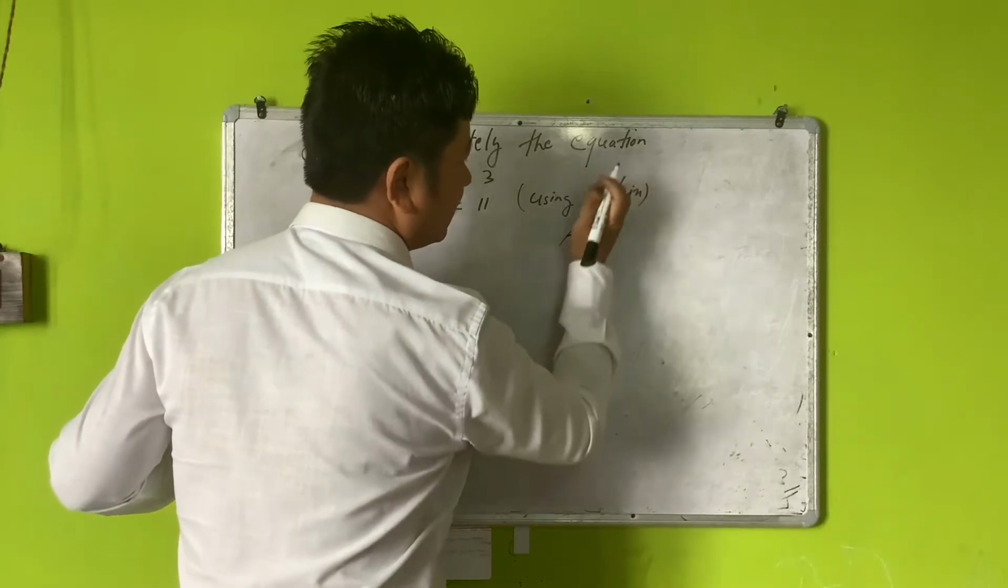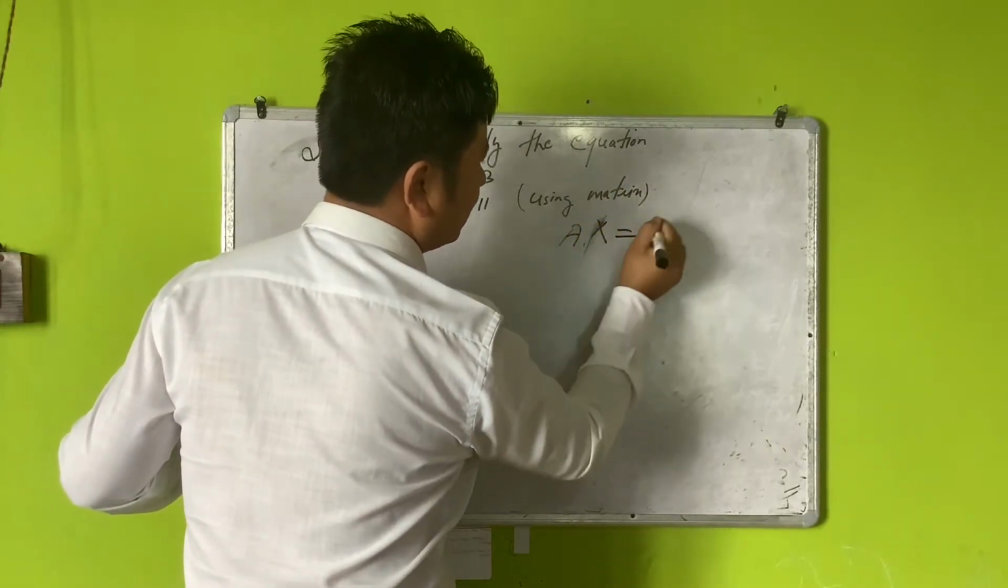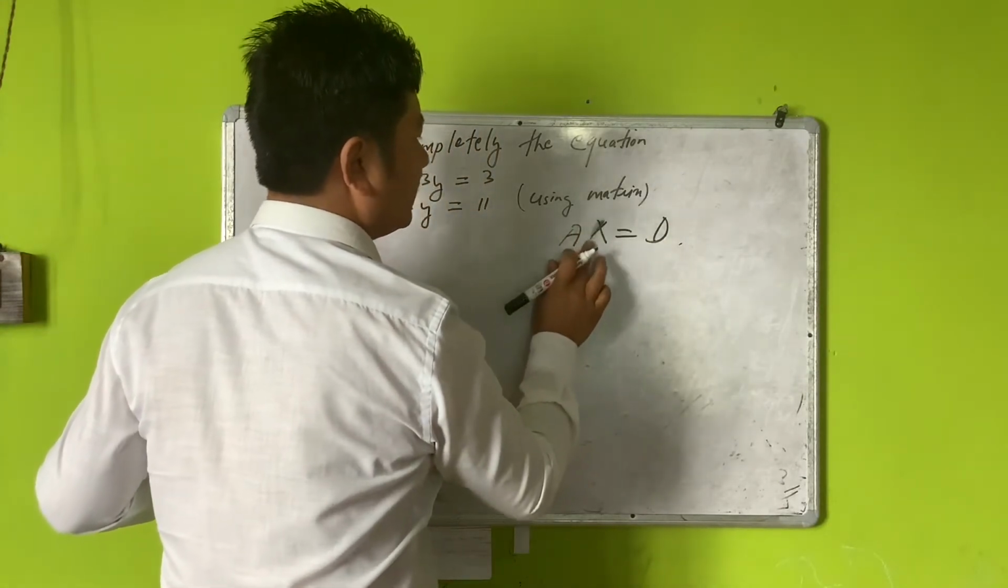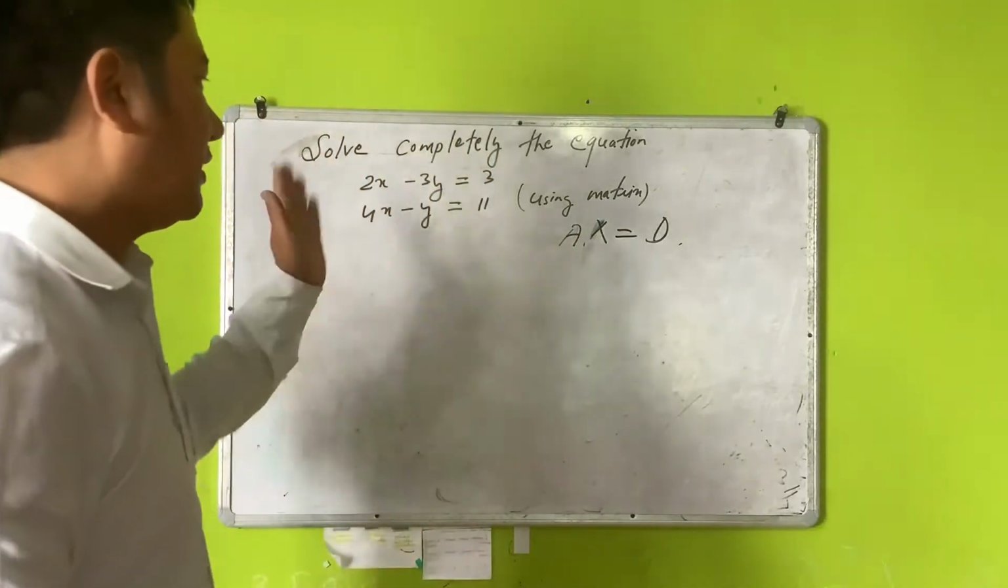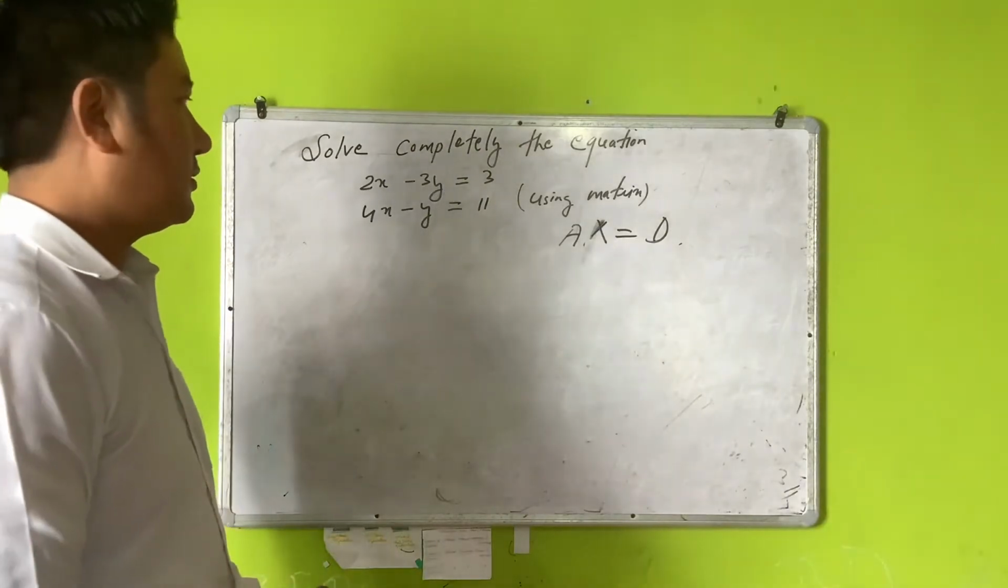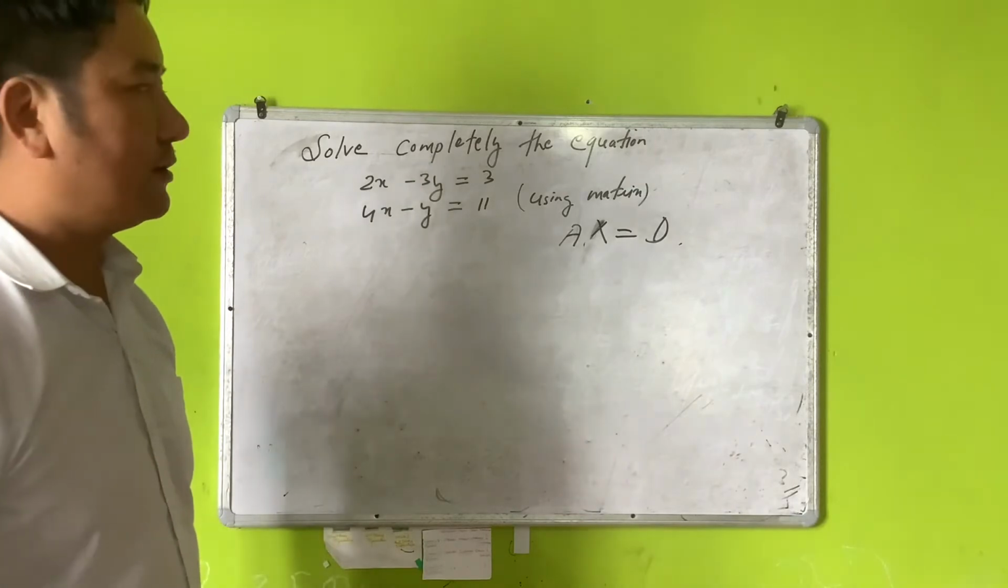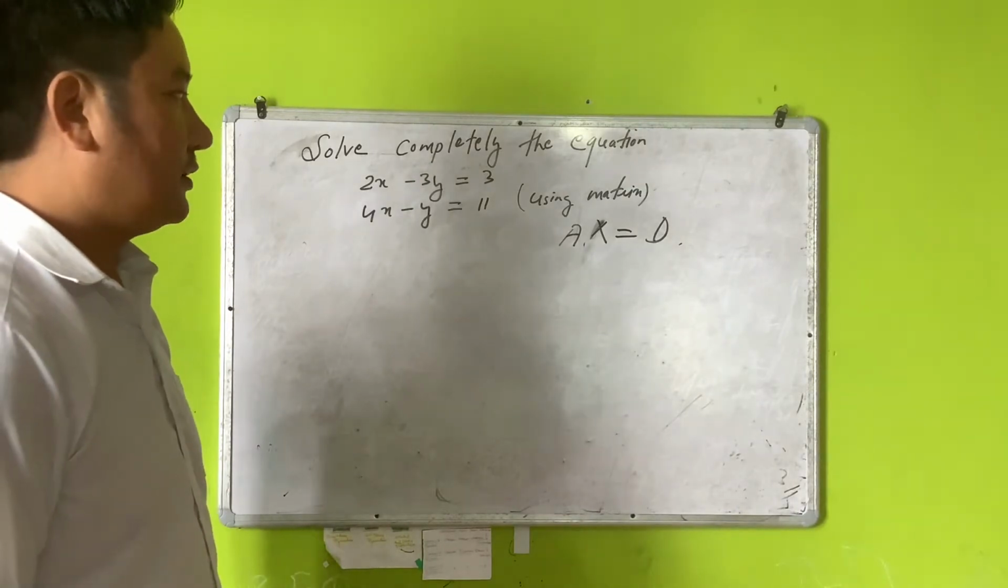We have to look at one thing: AX is equal to D. We have to bring this equation into the form AX = D, and then solve it using the matrix method, okay?